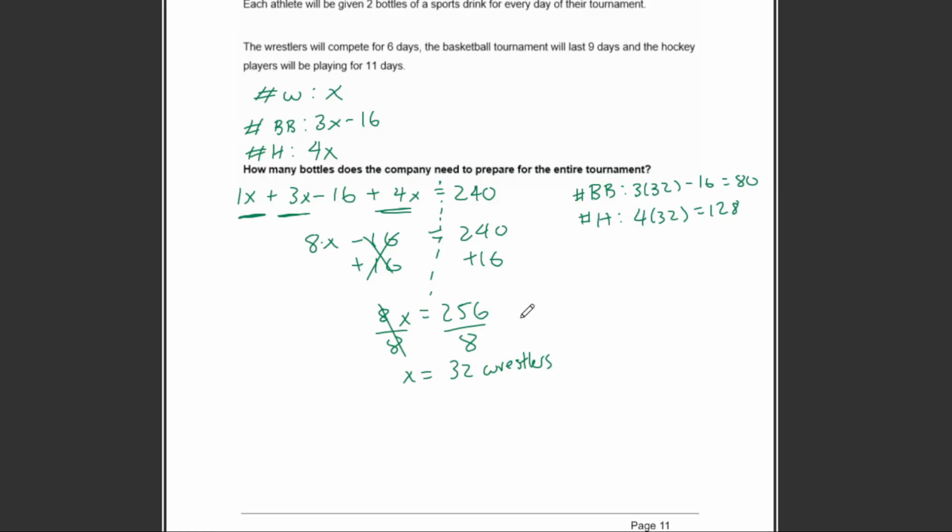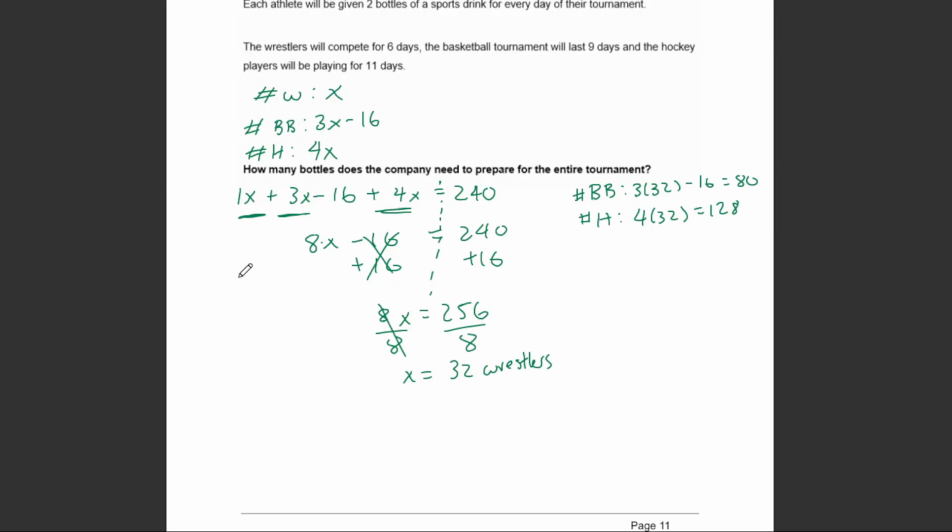The question wants to know how many bottles the company needs to prepare for the entire tournament. It also tells us that each athlete will be given 2 bottles of a sports drink for every day of their tournament. The wrestlers will compete for 6 days. The basketball tournament will last 9 days, and the hockey players will be playing for 11 days. So let's change colors here.